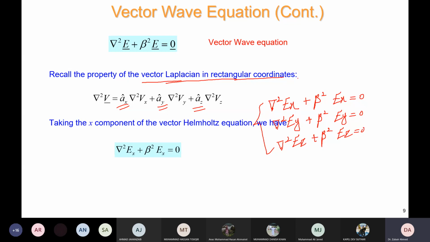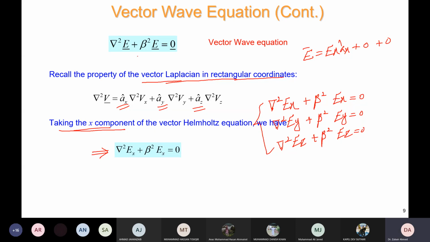Let's assume that the electric field has only, for simplicity, an X component, and the other two components are 0 for the time being. If we use this assumption, that is, we take only the X component, then this vector wave equation under that assumption will become a single wave equation. These two equations will be 0. We write this as del square Ex plus beta square Ex is equal to 0. This del square is basically the scalar Laplacian.